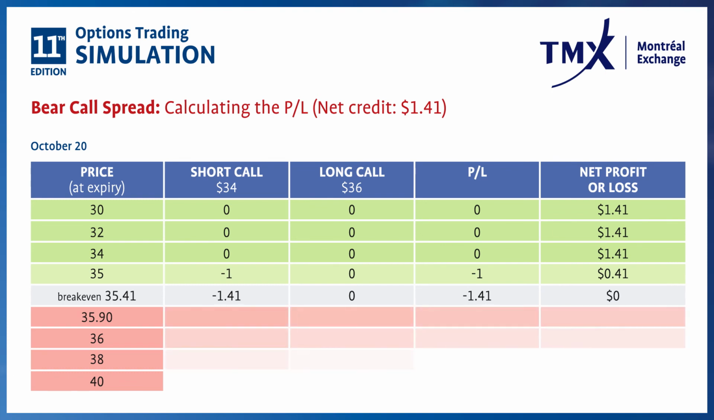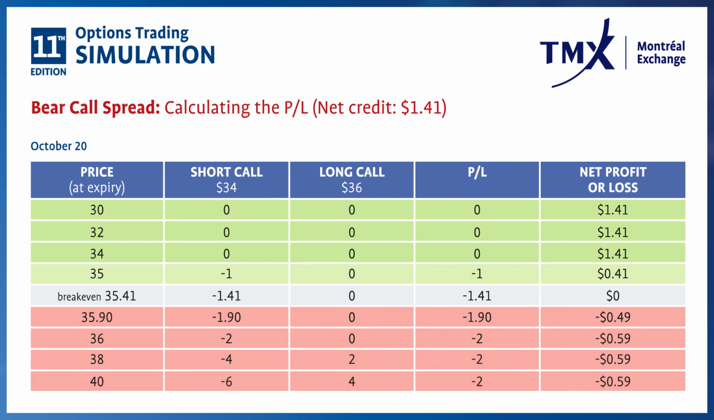If the stock price is above $36, which is the strike price of the long call, the trader will lose money, since both call options are in the money. The trader will be assigned on the $34 calls and will be obligated to deliver the shares at the $34 strike price. The trader will exercise the $36 calls to buy the underlying. The loss by buying the shares at $36 and then delivering them at $34 will generate a $2 loss. The loss will be reduced to 59 cents by the net credit of $1.41 received from the beginning.